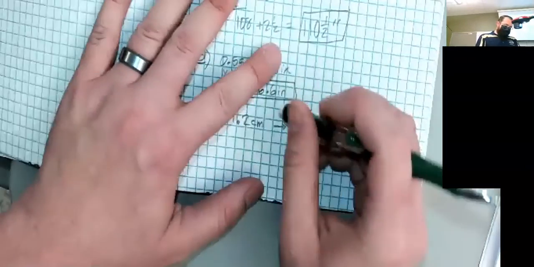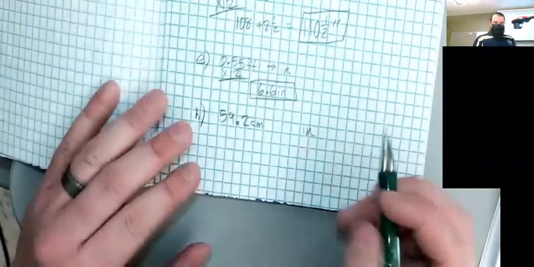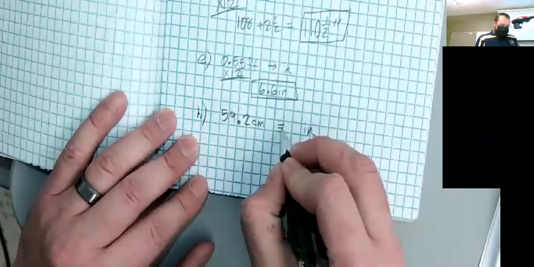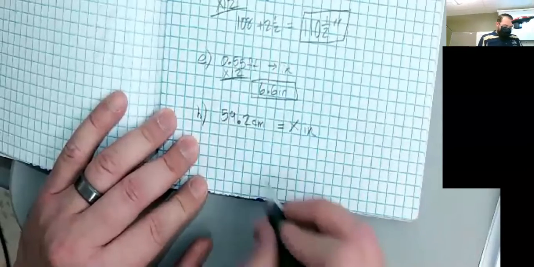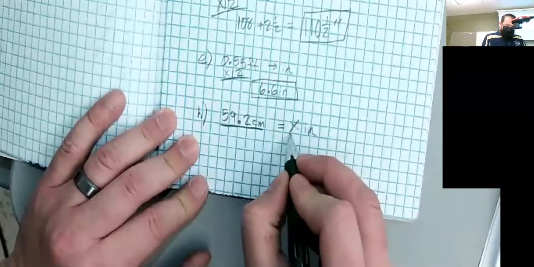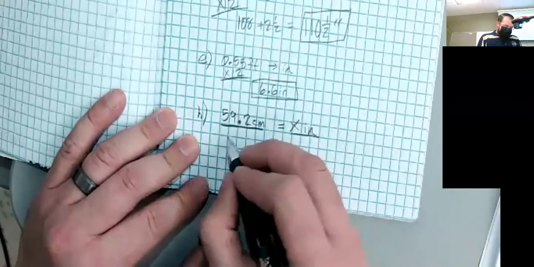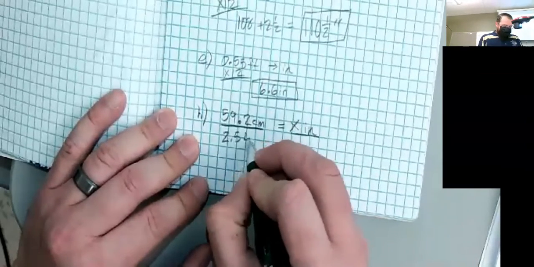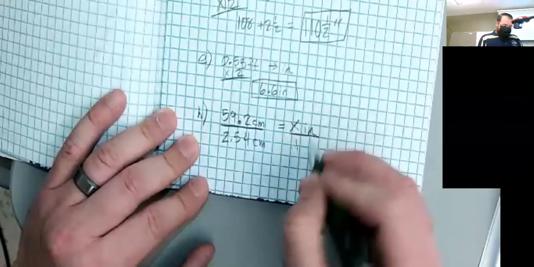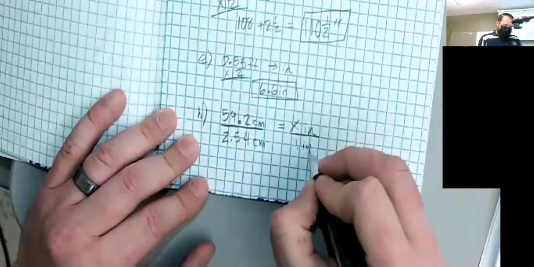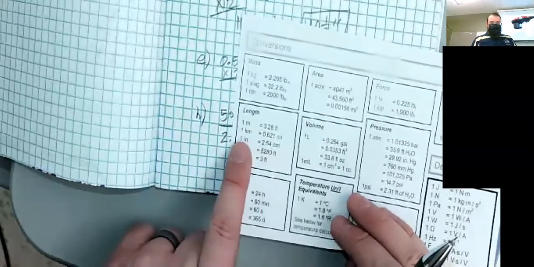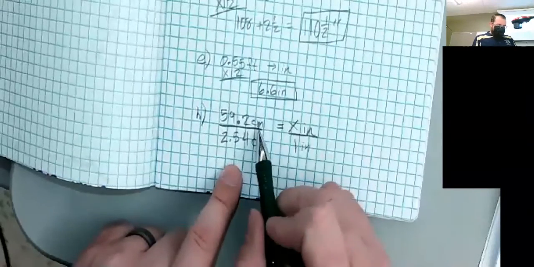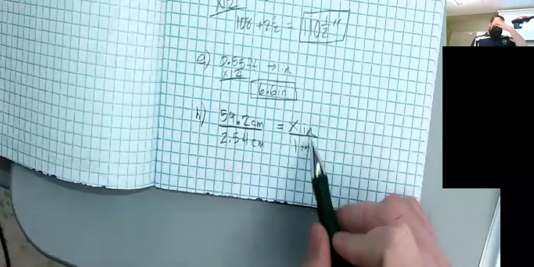I want to show you something that you learned in junior high. I'm going to say X here, and I'm going to divide each side by their matching units: 2.54 centimeters and 1 inch. That's the conversion rate, 2.54 and 1 inch. Notice I have centimeters with centimeters and inches with inches.